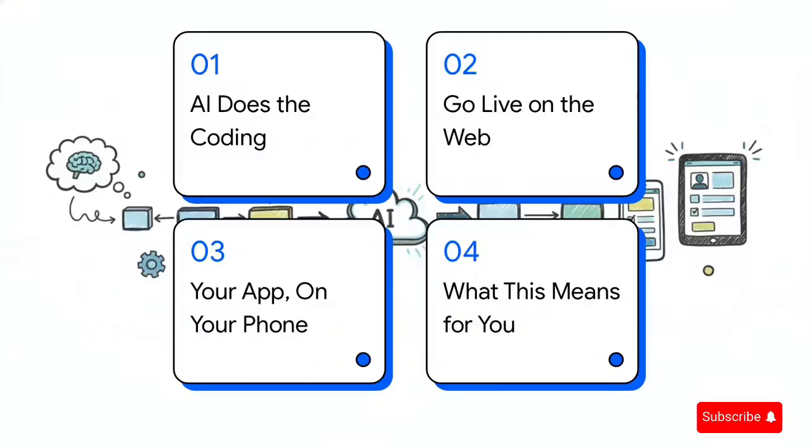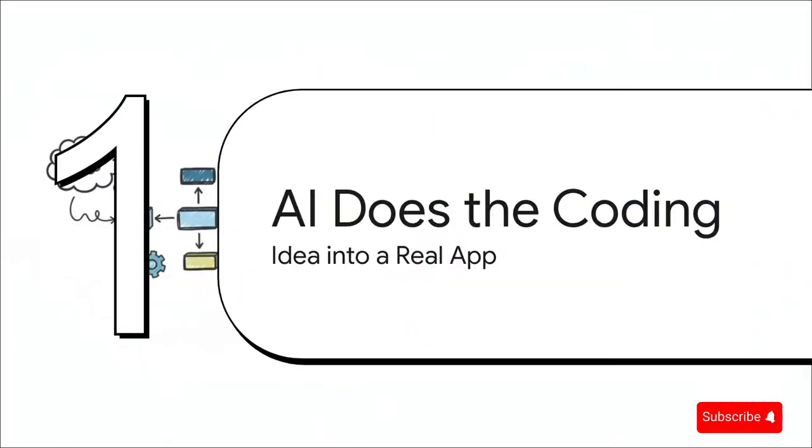So here's our game plan. First, we're going to see how the AI does all the heavy lifting, the actual coding. Then we'll take that app and push it live to the internet for anyone to see. After that, we'll get it from the web and onto your phone. And finally, we'll wrap up by talking about what this new power really means for you. All right, let's dive into the magic.